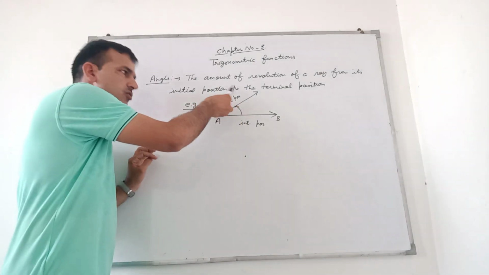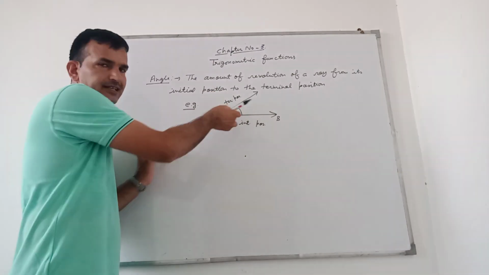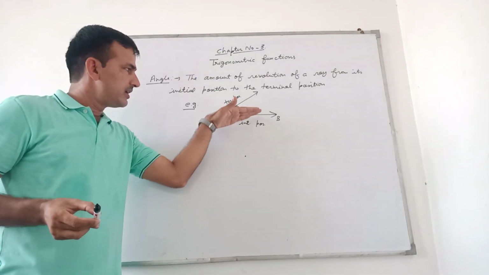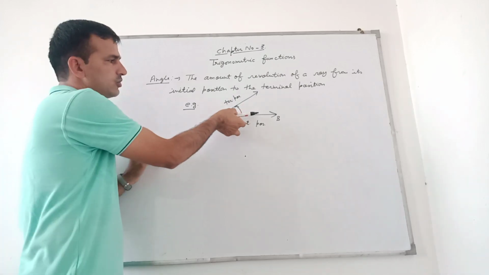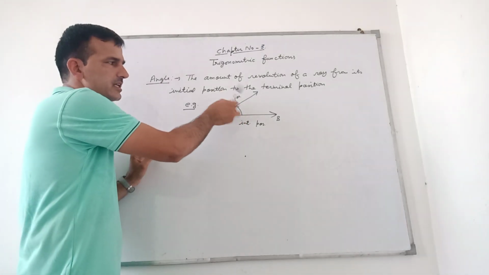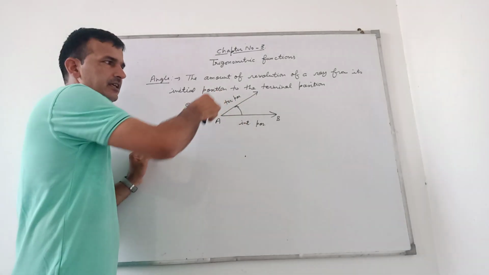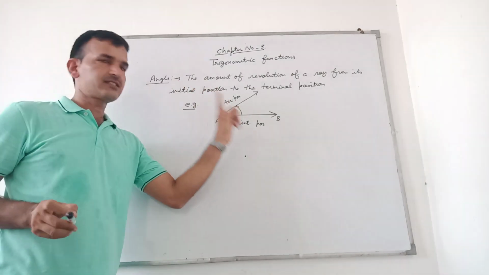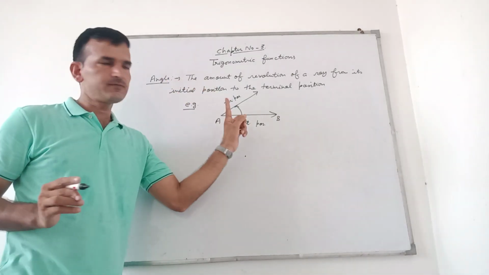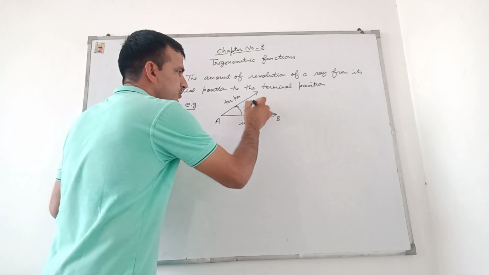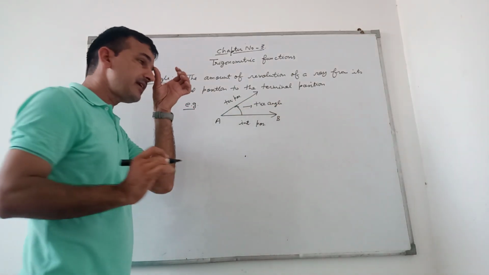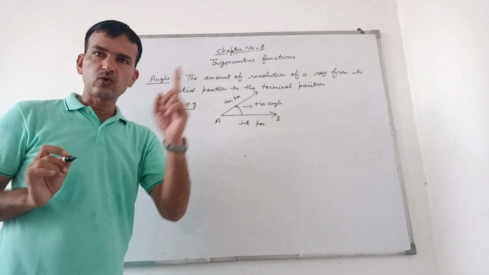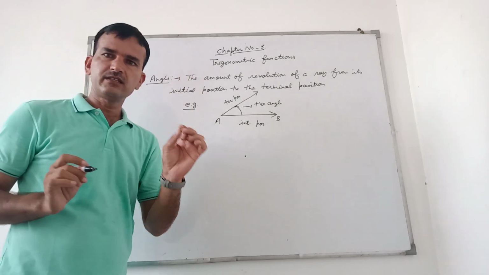And the direction of the revolving ray is anti-clockwise. ये anti-clockwise direction होता है ऐसे. This is the anti-clockwise direction. If the direction is anti-clockwise, the angle is positive. This angle is a positive angle. And if the direction is clockwise, the angle is negative.